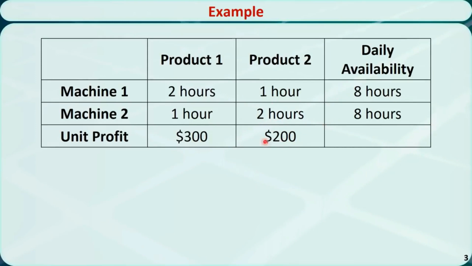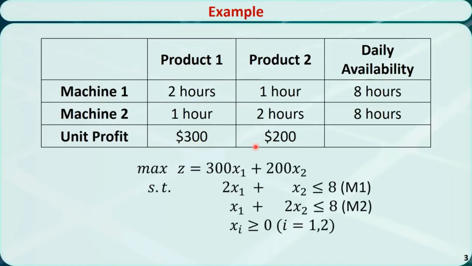Selling 1 unit of product 1 will generate $300 net profit. Selling 1 unit of product 2 will generate $200 net profit. Now we let x1 be the number of product 1 produced, and x2 the number of product 2 produced. We can formulate a linear programming problem to maximize the daily profit, which is the total profit of selling products 1 and 2. The first constraint means that the total processing time on machine 1 should not exceed 8 hours. The second constraint means the total processing time on machine 2 should not exceed 8 hours.